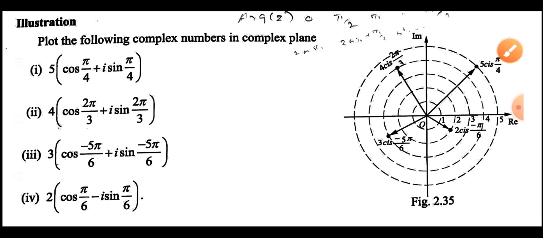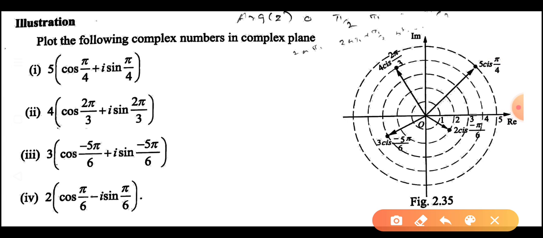The last sum, 2 into cos pi by 6 minus i sin pi by 6. So this is theta equal to minus alpha. In the fourth quadrant we are going to write it, but with 2 rotations. So second circle, first one and second one, 2 into 6 minus pi by 6.